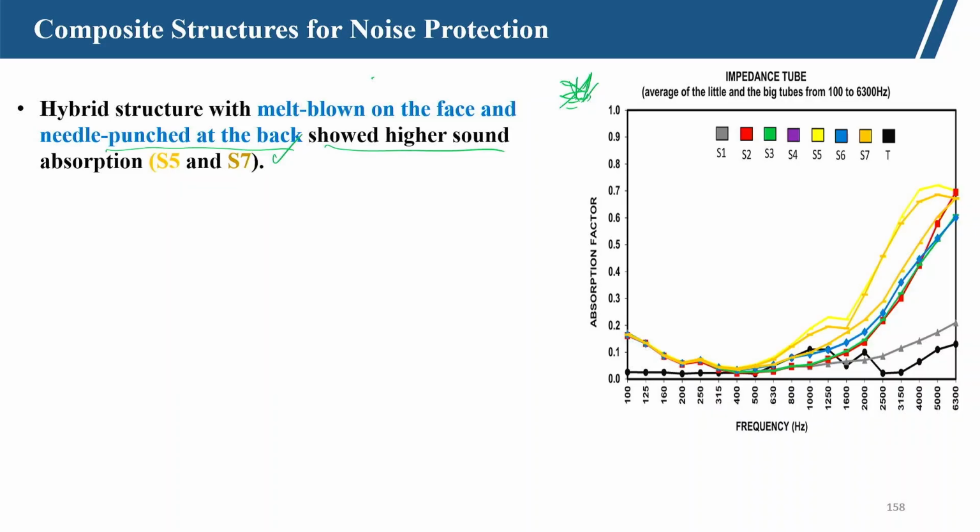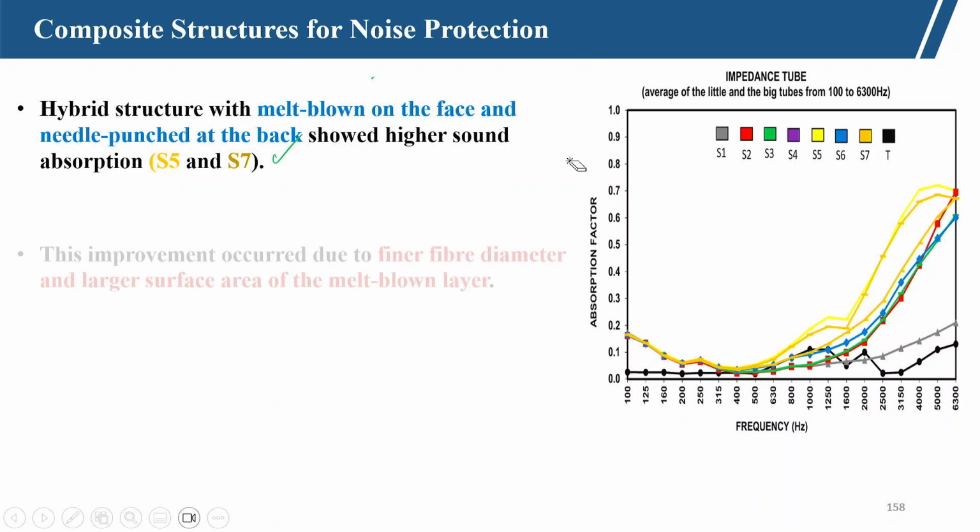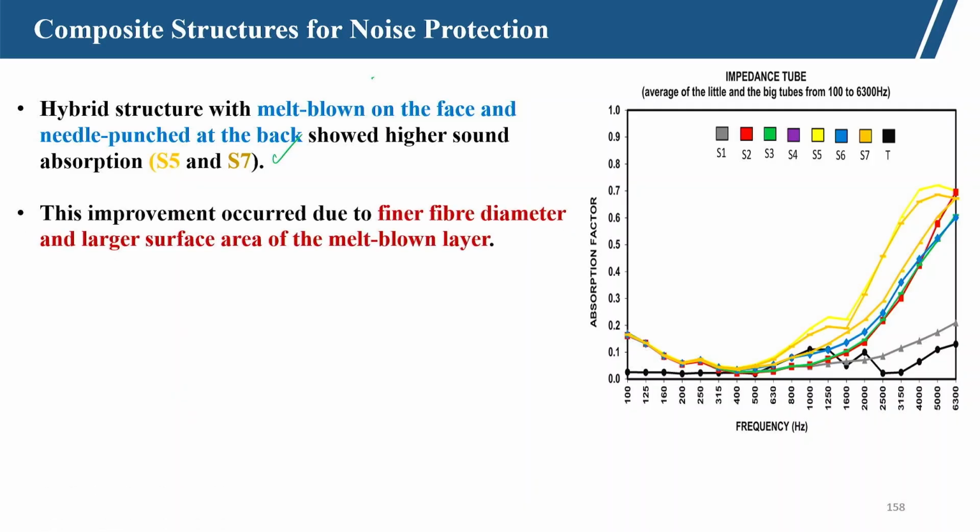So, if we provide the melt blown at the face, followed by needle punch at the back side, that type of combination produces a very high sound absorption coefficient. This improvement occurs due to the finer fiber diameter and larger surface area of the melt blown layer, which results in higher frictional loss.